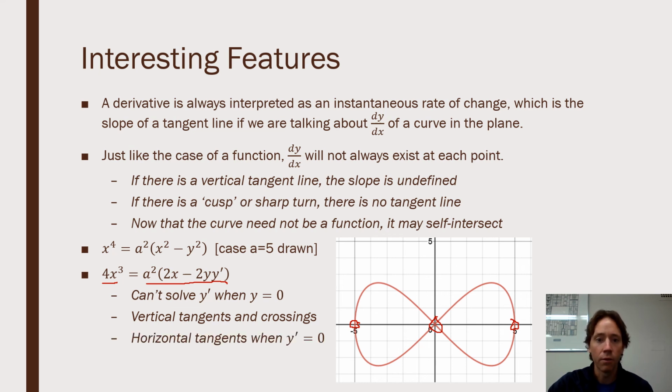On the other hand, we can solve for the horizontal tangent lines. This might be an interesting feature. When y prime is 0, we have a horizontal tangent line. There's one there, it goes all the way across to here, and there's another down at the bottom. And if you plug in y prime is 0 and solve the equation up here, you can say x is plus or minus a over square root 2. And so any point on the graph with those x coordinates will have the horizontal tangent.